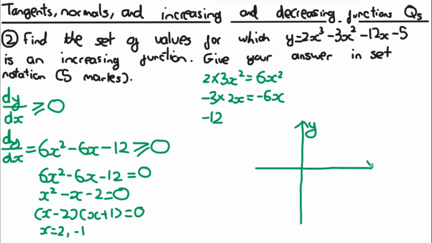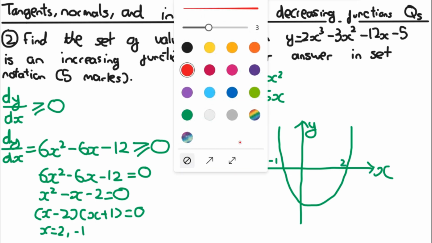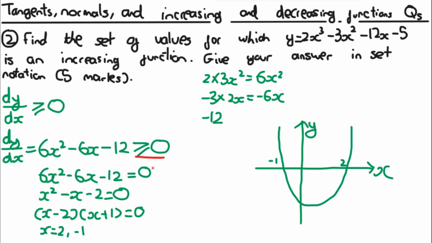Well, this is y, and this is x, and it's just going to very broadly look like this, where this is -1 and this is 2. And we need to find the set of values for where this is bigger than or equal to 0. And this is going to be here when it's on top of the x-axis, and here, but remember it can also be equal to 0, so it can also be equal to these values. So therefore, dy over dx is bigger than or equal to 0 when x is less than or equal to -1, or when x is bigger than or equal to 2.